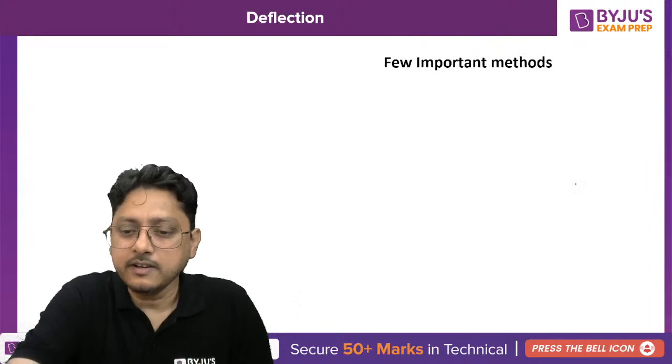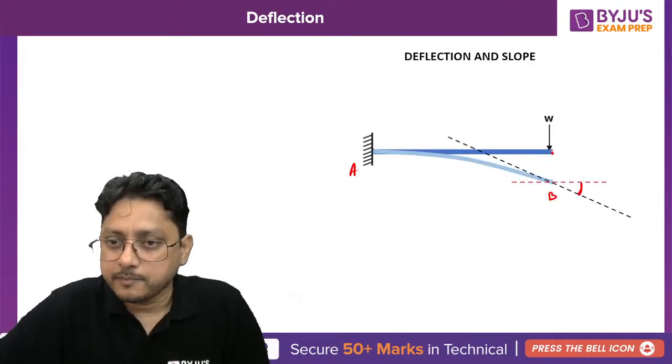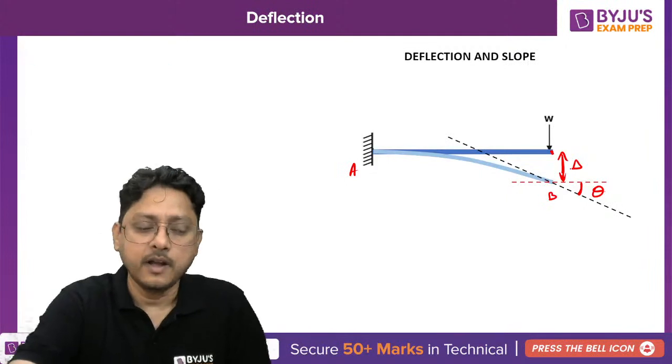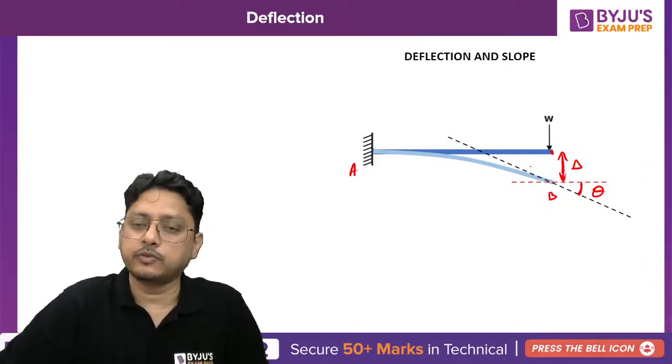What is the deflection? Whatever amount by which this point has been deflected, we call it the deflection. So this is your slope and this is your deflection. At any position on the beam you can find the slope and deflection.